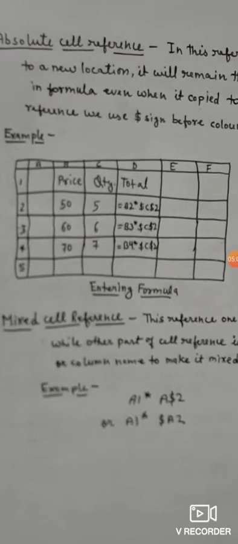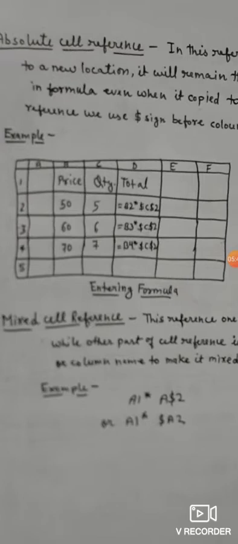$C$2. Means B2 into C2, but we make it absolute, so we use dollar as a prefix before C and 2, column name and row number. Now when we copy this formula, the second part of the formula remains constant, is fixed. Like in second, when we copy to the second cell and third cell, B2 changed to B3, but C2 remains fixed because it is an absolute cell reference. And fourth also, B2 changed to B4, but C2 remains fixed.